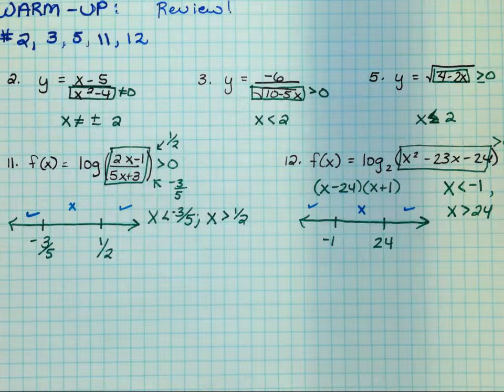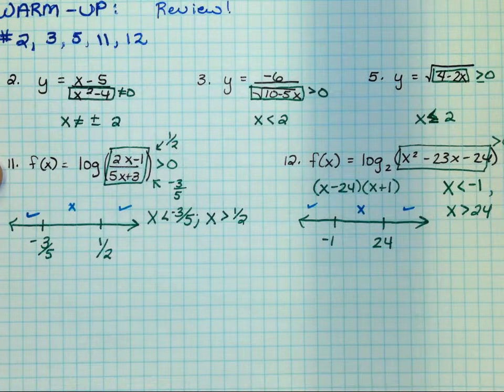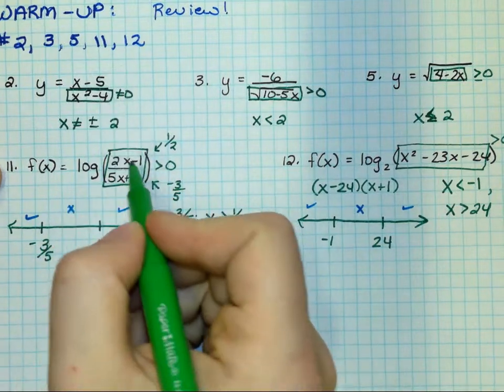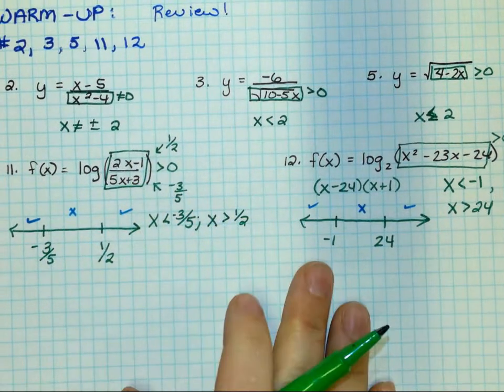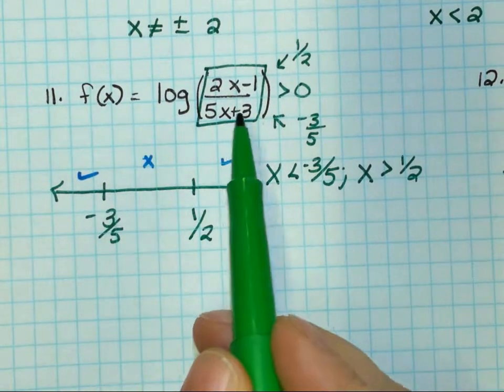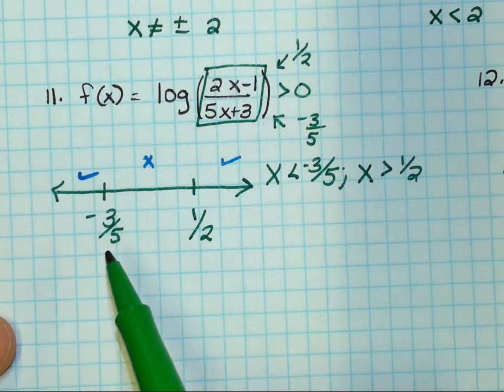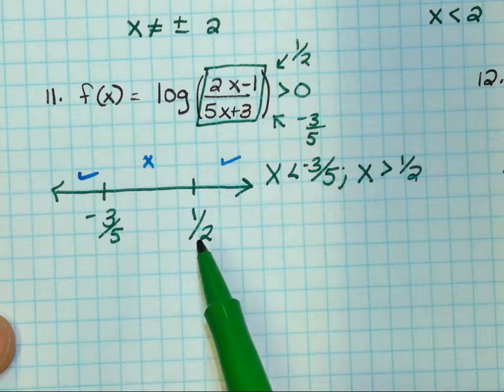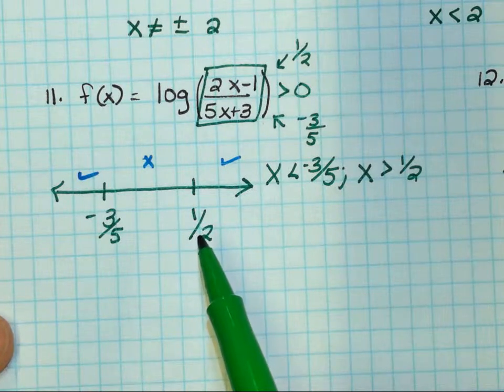Questions? Isaiah? For number 11, did you just make 2 separate equations? Absolutely. Well, not where they're both greater than 0, but you're going to set each of these 2 problems equal to 0. And then what I did is once I found those 2 numbers, the negative 3/5 came from the denominator, the positive 1/2 came from the numerator, and then I literally just picked values.